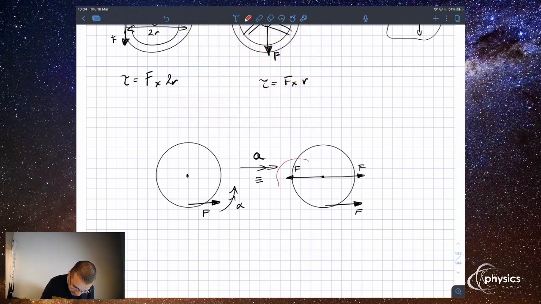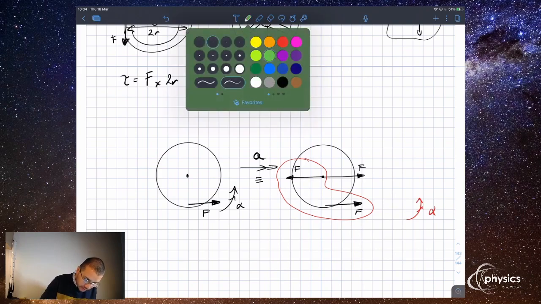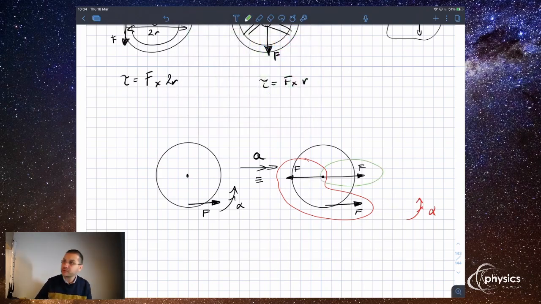If you look here I have a couple, can you see? And that couple is necessary for the object to provide angular acceleration. But at the same time, look, I have a resultant force which is pulling the center of mass of the object, and that is what is provoking the linear acceleration.